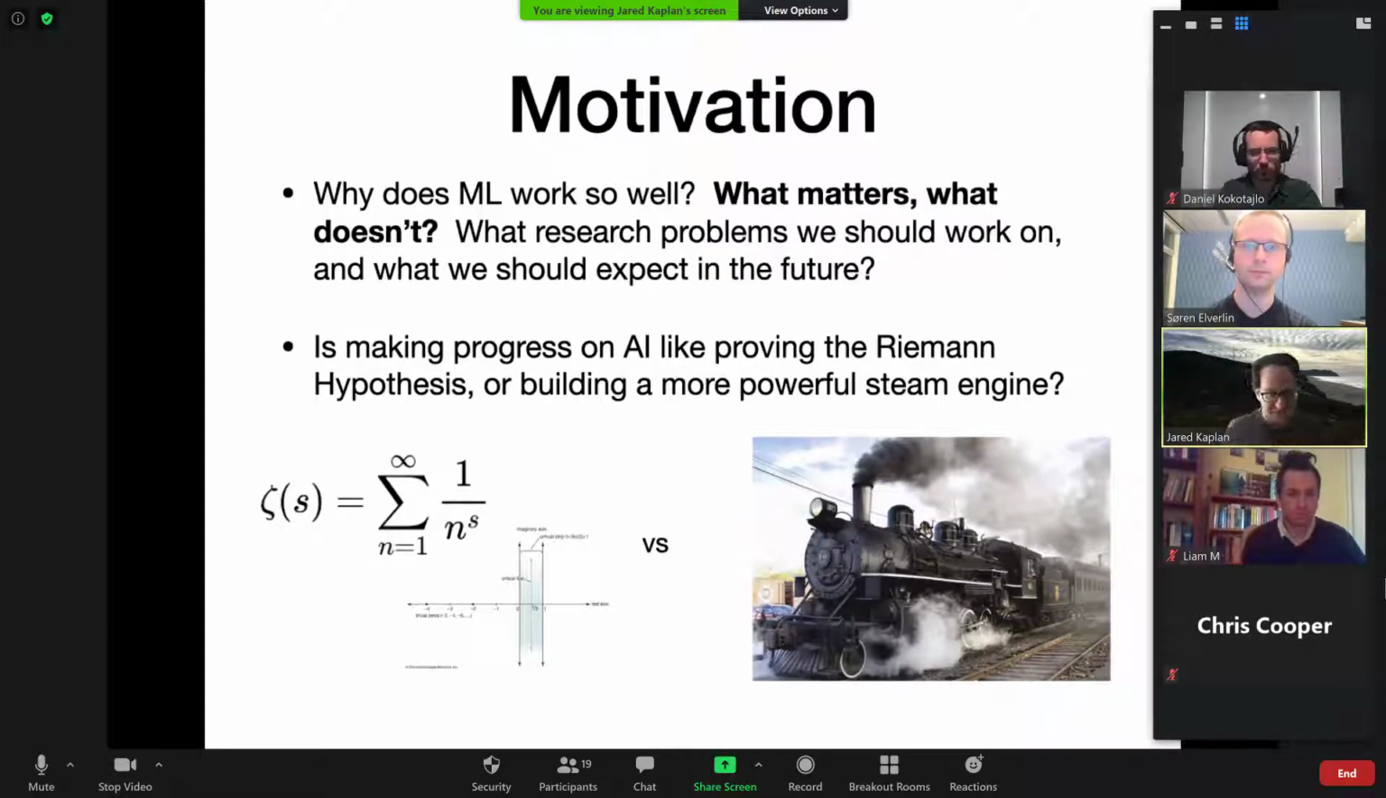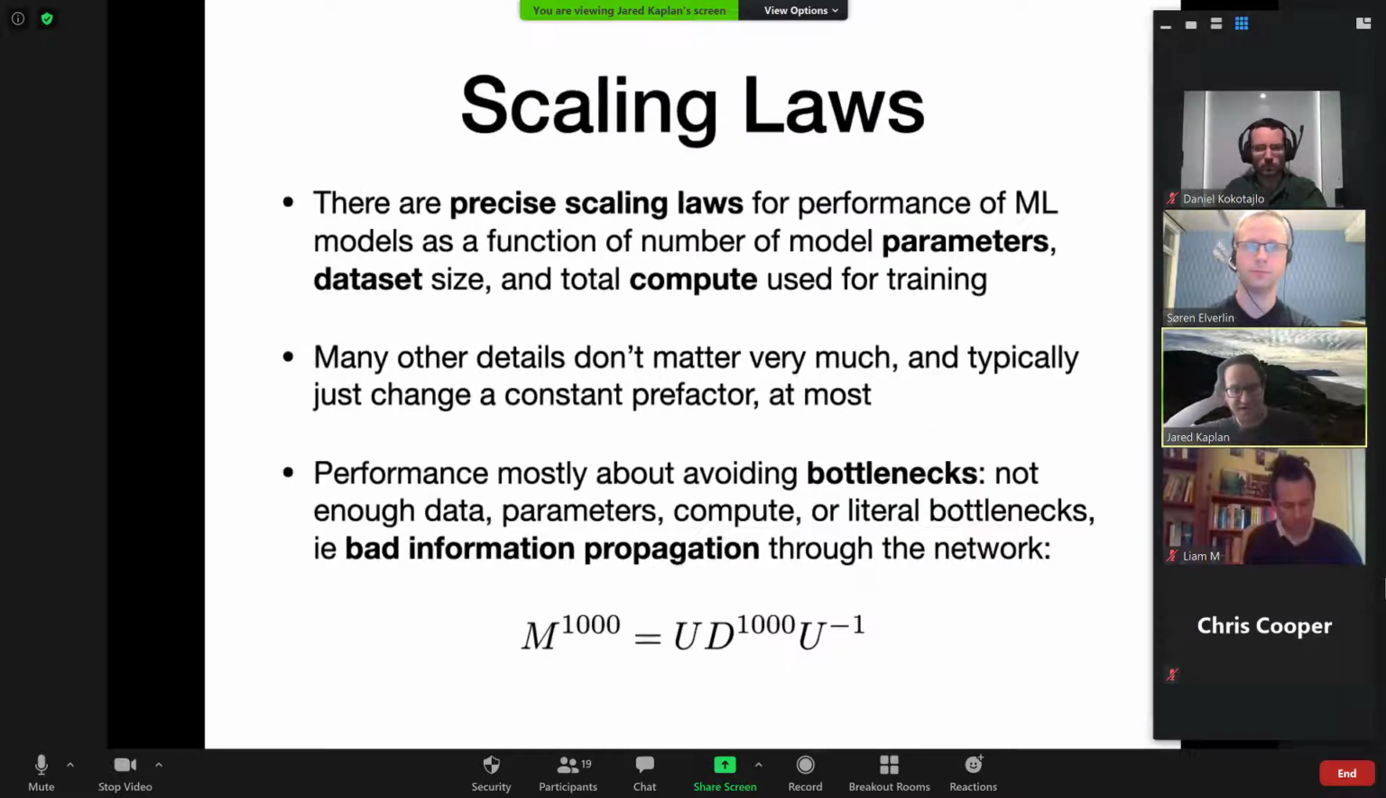A question I had in mind when I started working on this subject 3 or 4 years ago was something like, is making progress on AI more like proving the Riemann hypothesis, where you might expect progress comes from a few lone geniuses who obsessively work on the problem? It's very hard for outsiders to gain insight about what exactly they're doing. Progress maybe seems like it comes through flashes of insight rather than being predictable or incremental? Or is it more like building a very powerful steam engine, where there is a lot of incremental progress? You don't have to actually spend your whole life obsessing about the problem to understand it. And there are simple basic laws underlying what leads to progress and what doesn't.